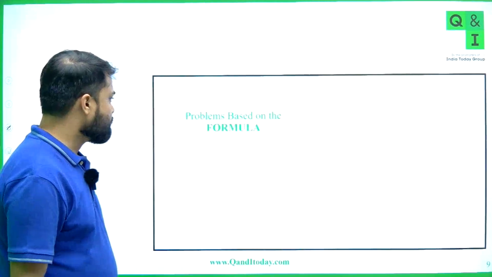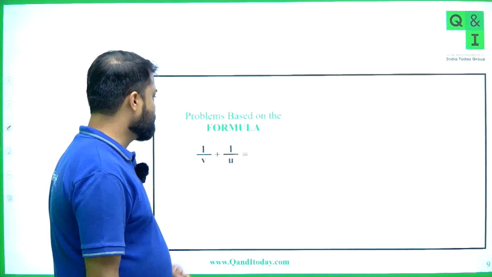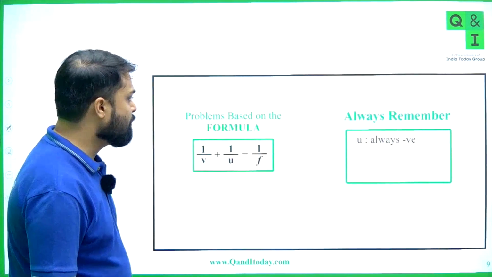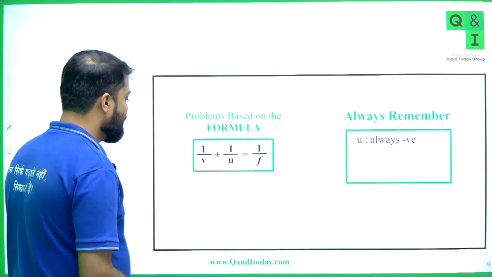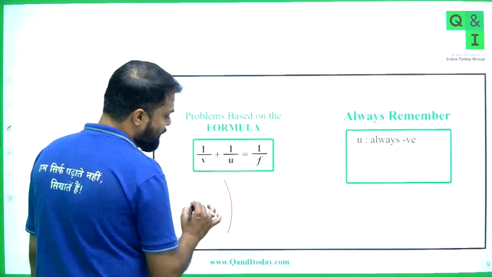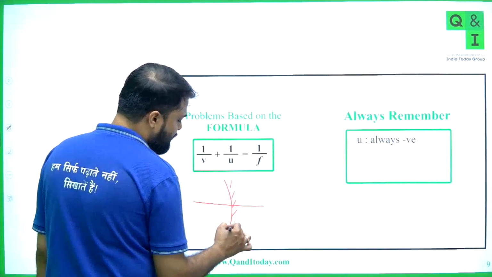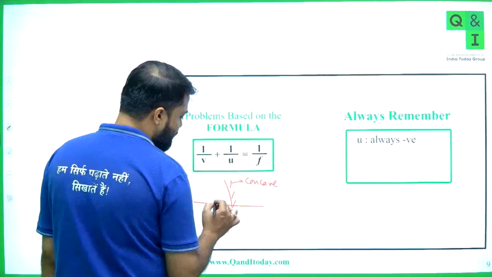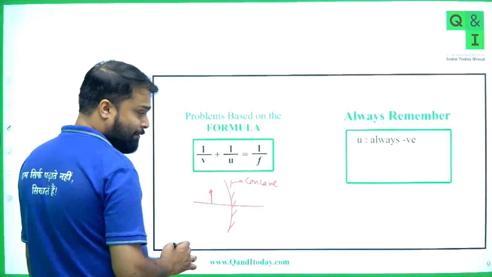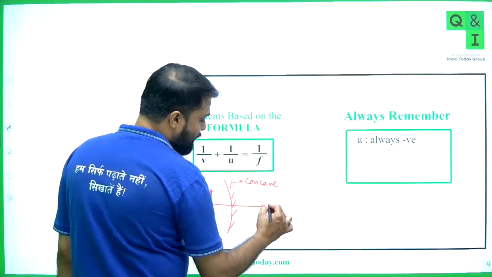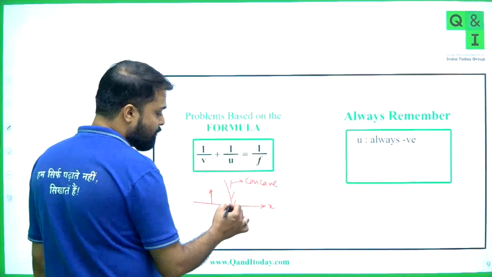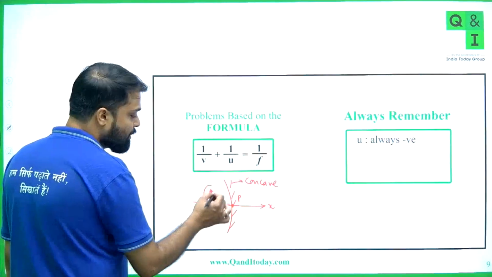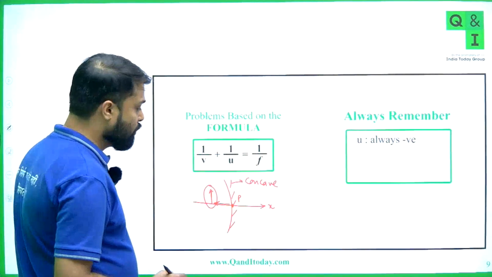So, a problem based on which formula? 1 by V plus 1 by U is equals to 1 by F. Now, always remember that U is always negative. Why? As we discussed, the object is always placed towards the left side. This is your concave mirror. Now the object is placed towards the left side. This is our right side, that is positive x-axis, but with respect to the pole, the object is placed towards the left side, so we always take U as negative.